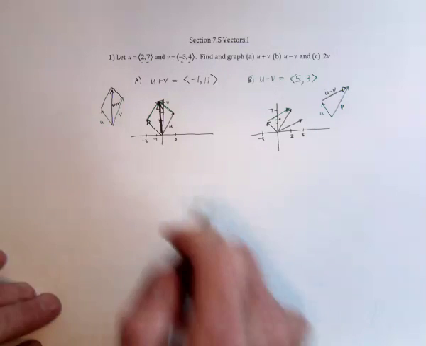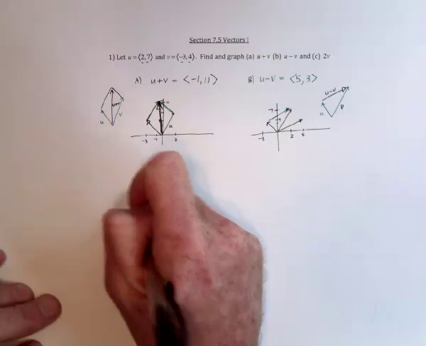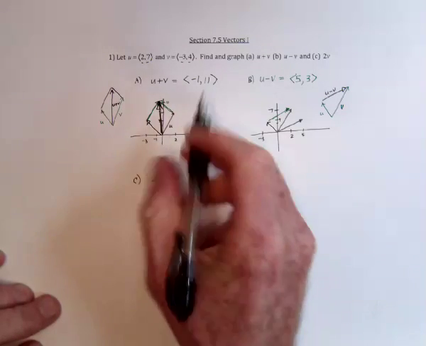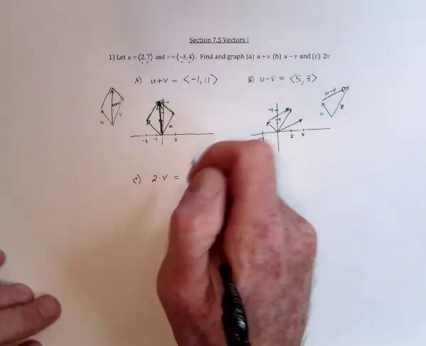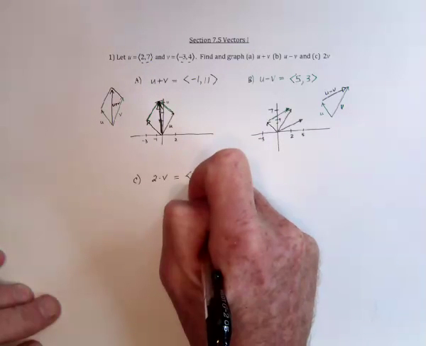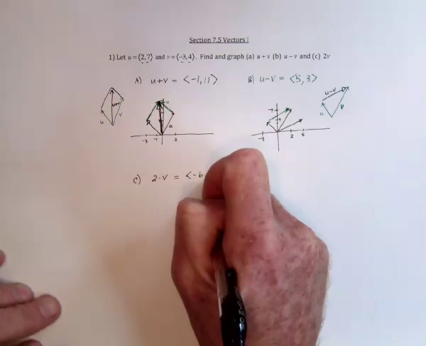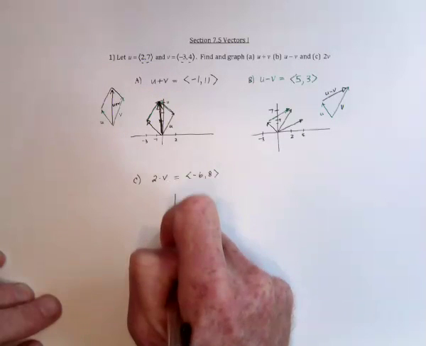And then the final part is part C. What about 2 times vector v? Well, that means take these and double them. So -3 gets doubled, becomes a -6. The 4 gets doubled, it's an 8.